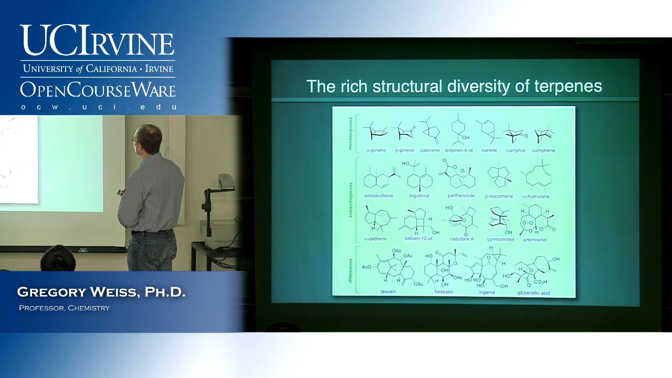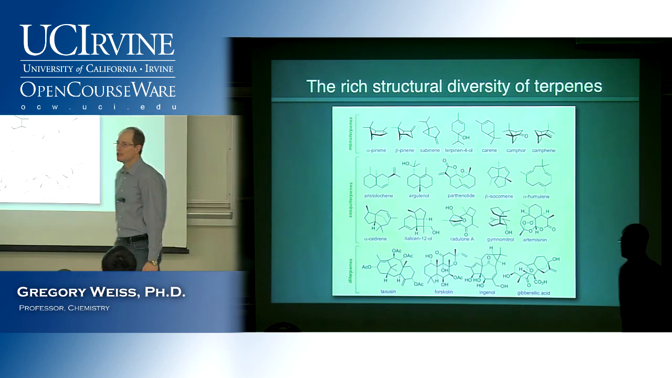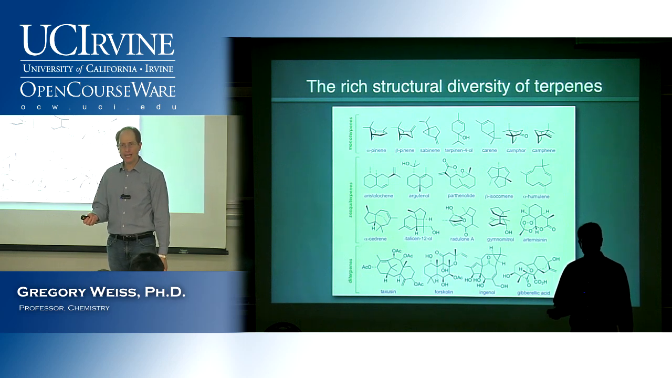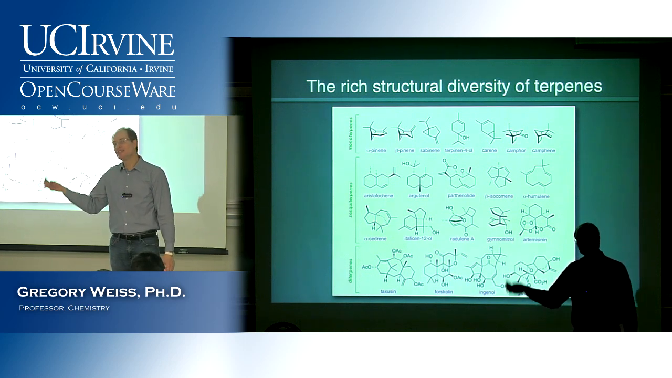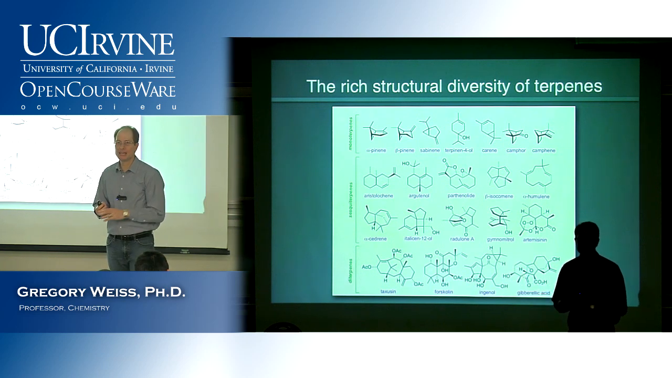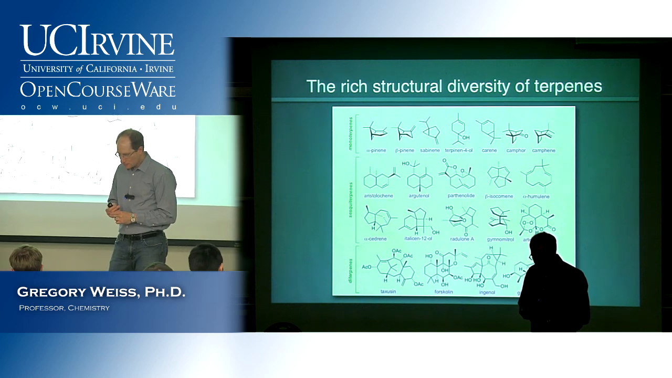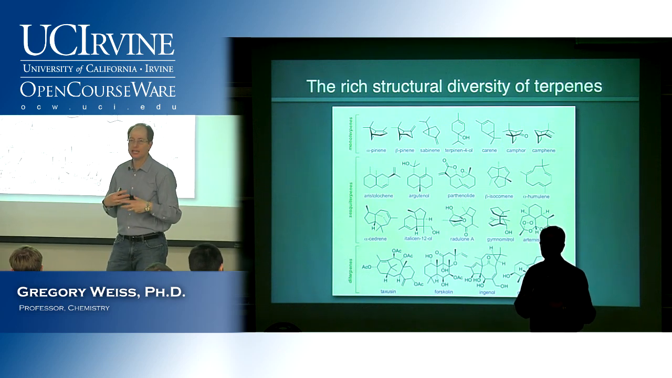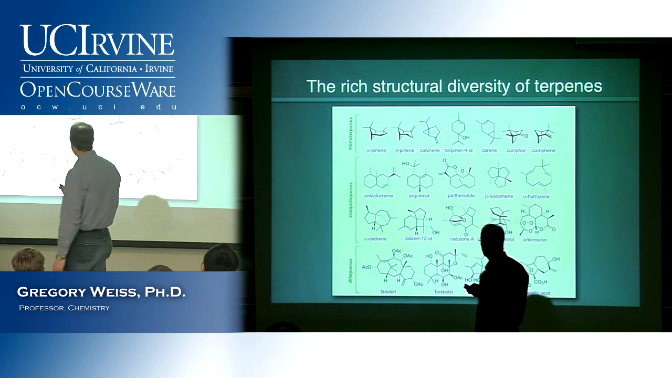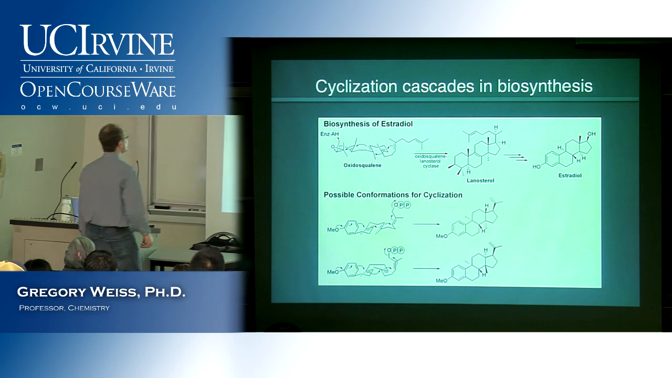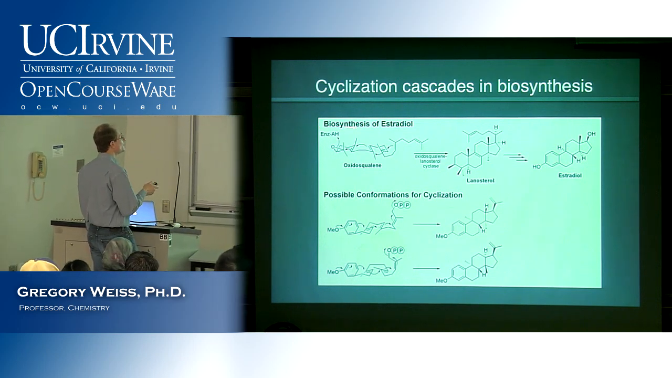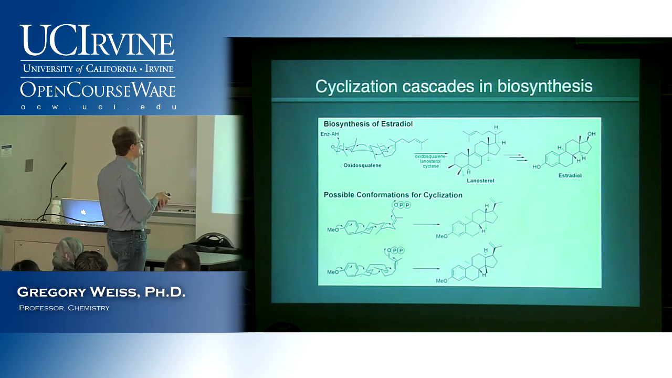So how do you get this rich structural diversity? How do you control this compound versus this compound, or even something like camphor versus this carene over here? The answer is by controlling the mechanistic pathways of the cyclization processes that synthesize these compounds. The terpene synthases that I described to you on Thursday are exceptional at directing the outcome of a really complicated series of reactions. The one I'm going to start with is implicated in the biosynthesis of estradiol. In this case, the enzyme oxidosqualene lanosterol cyclase takes this epoxide and protonates it. Okay?